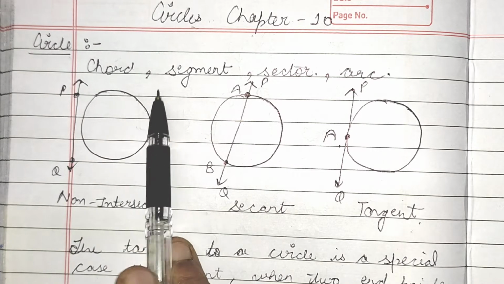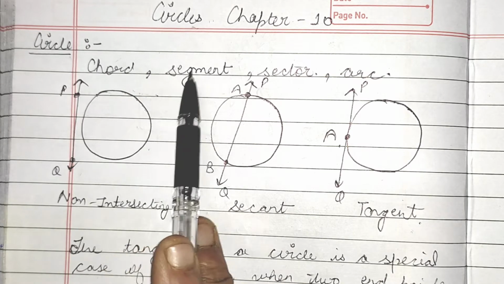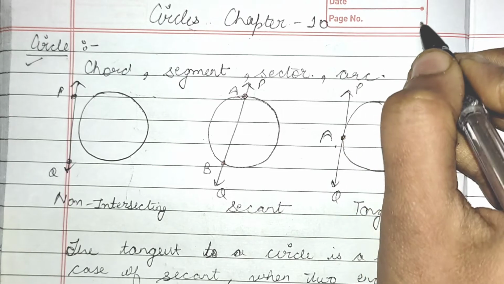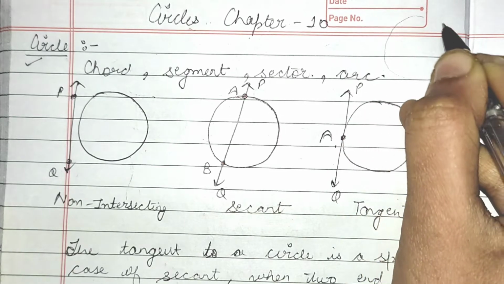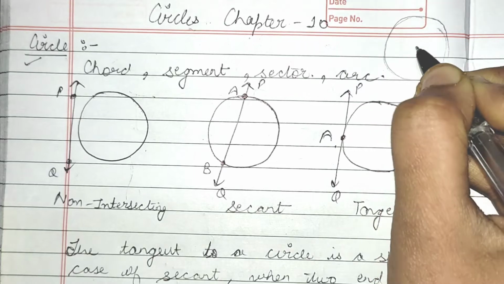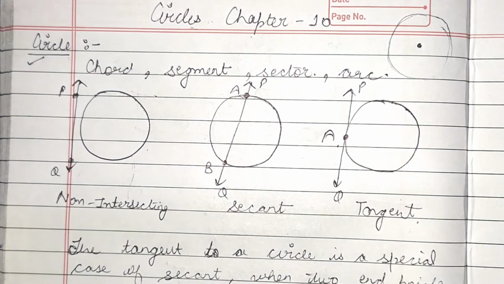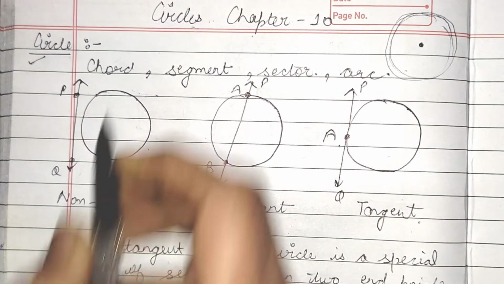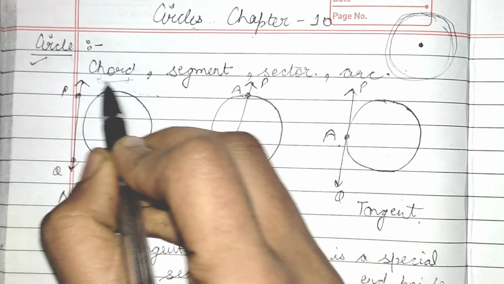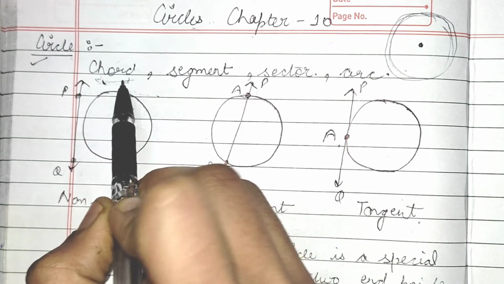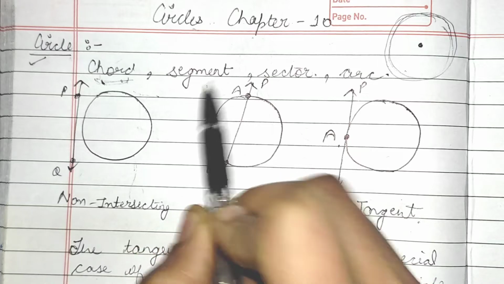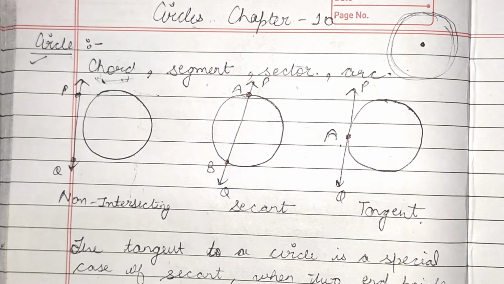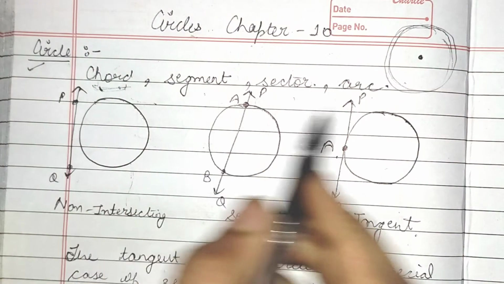In class 9th you have studied a few terms. You have studied about the circle. A circle is a collection of points which are equidistant from a common center point. This is called a circle. Also, you have studied a few terms in class 9th, which are chord, segment, sector and arc. So you have studied all these terms.